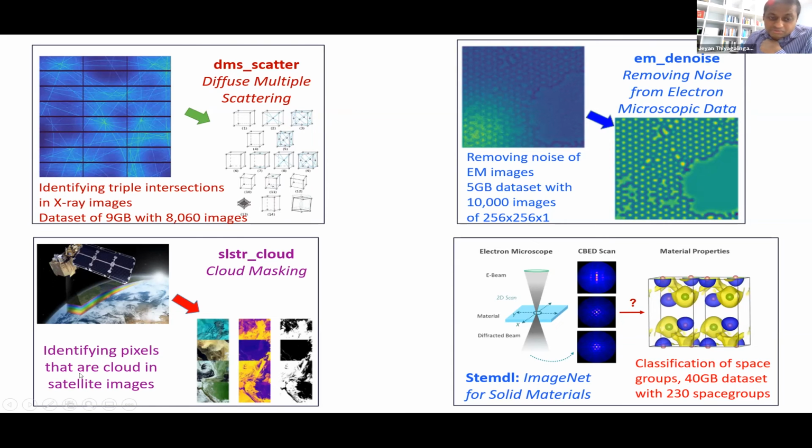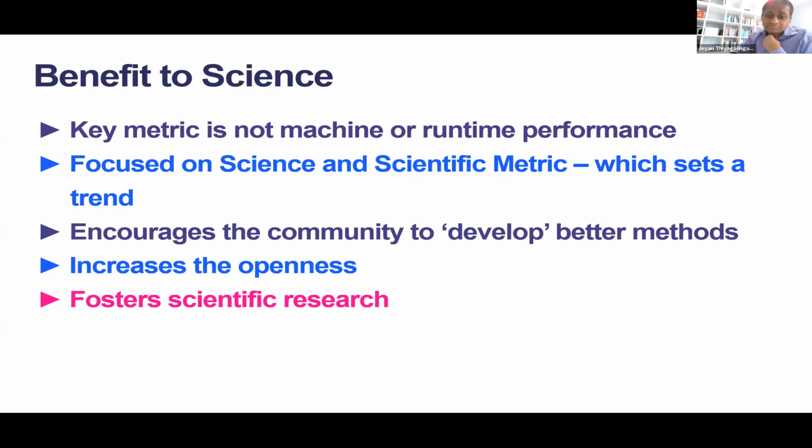It's even deeper here in the cloud masking, because it's not really about the classification. Once we classify the pixels of the satellite images, this is fed into another model that estimates the sea surface temperature. So the actual metric here is the correct estimation of the sea surface temperature. Again, for the diffuse multiple scattering, we have a similar sort of metric, which is focused on science.